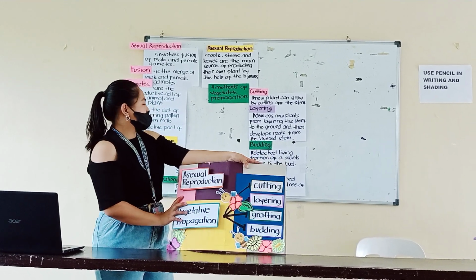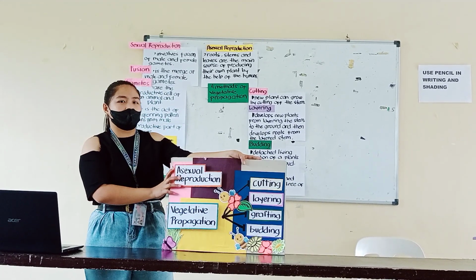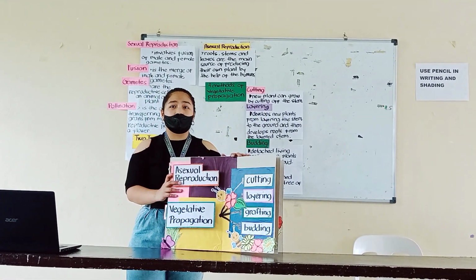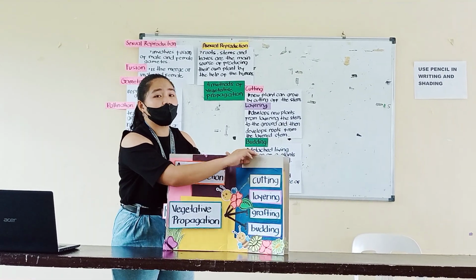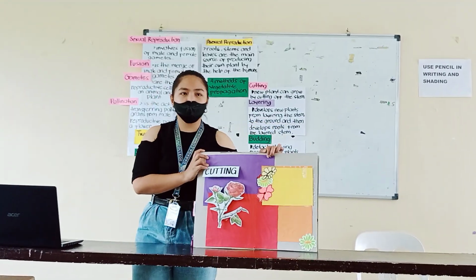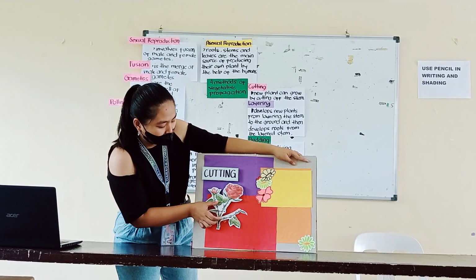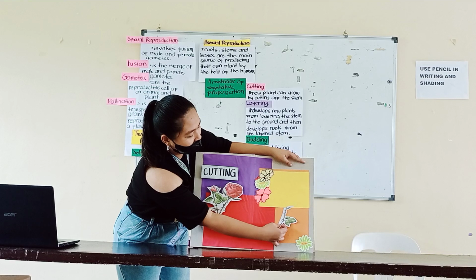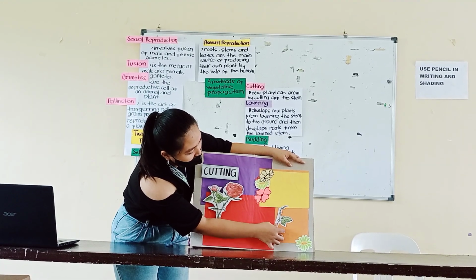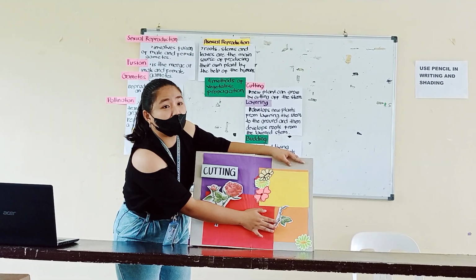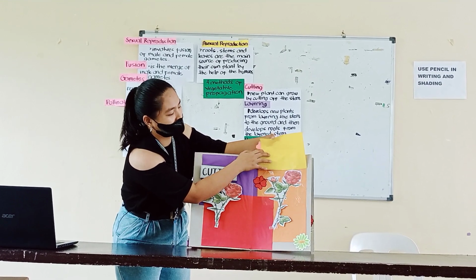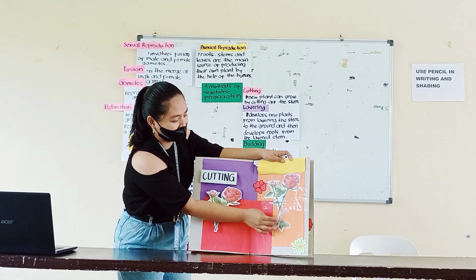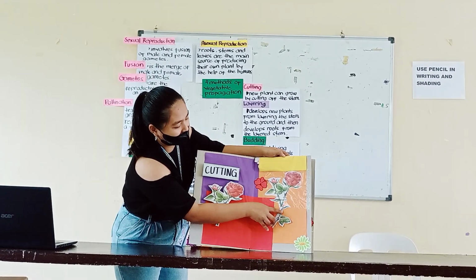First, we have cutting. When we say cutting, a new plant can grow by cutting off the stem. So, say for example, I have here a rose. We would like to cut this stem and then plant it. From this stem, a new plant will grow.